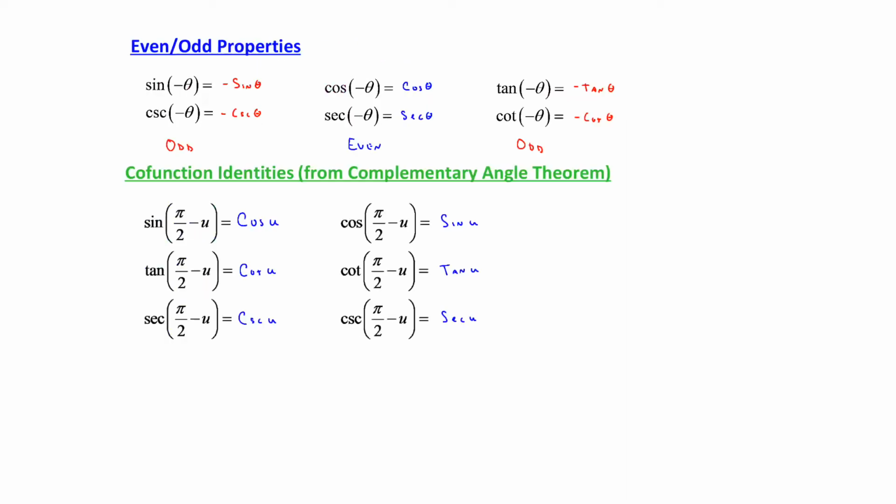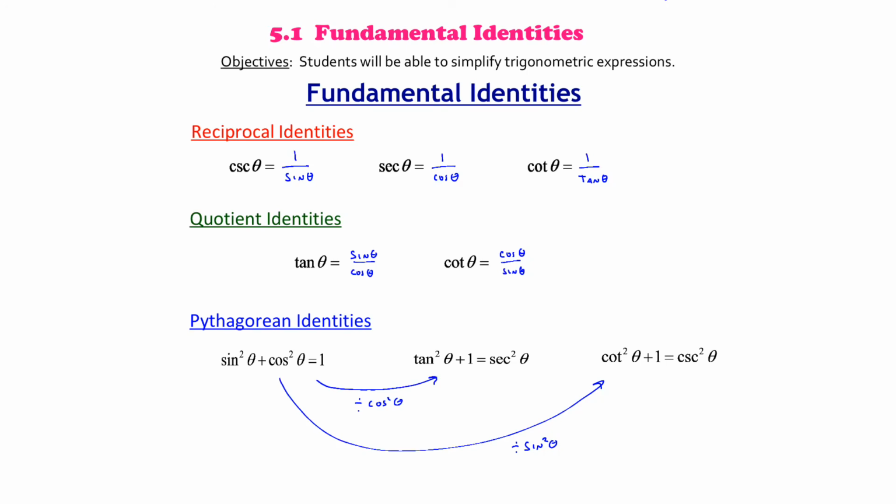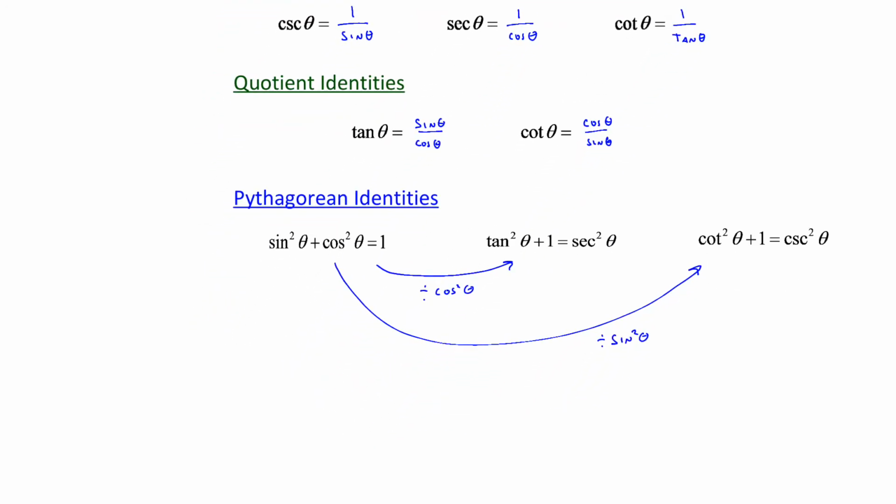I'm going to go back to our page for the Pythagorean identity. Take a look at your Pythagorean identity, that first one. It's sine squared plus cosine squared is equal to 1. But if that is true, and I subtract sine squared to the other side, then that would be equivalent to cosine squared of theta. If I subtract cosine squared, then that would be equivalent to 1 minus cosine squared of theta is equal to sine squared of theta.